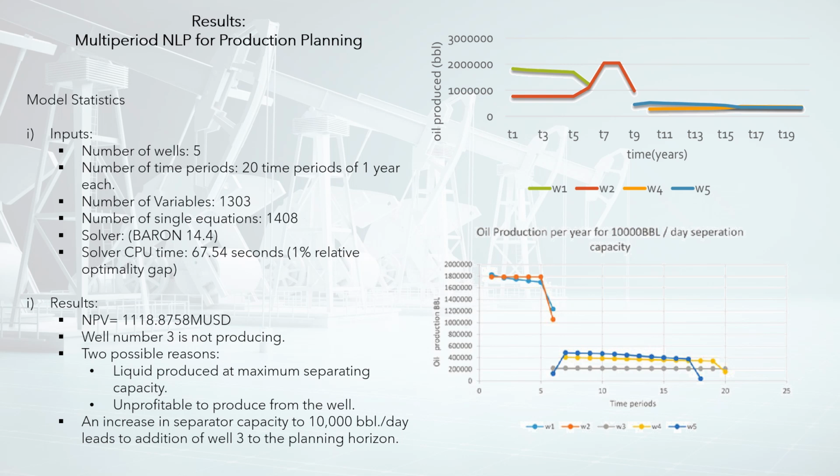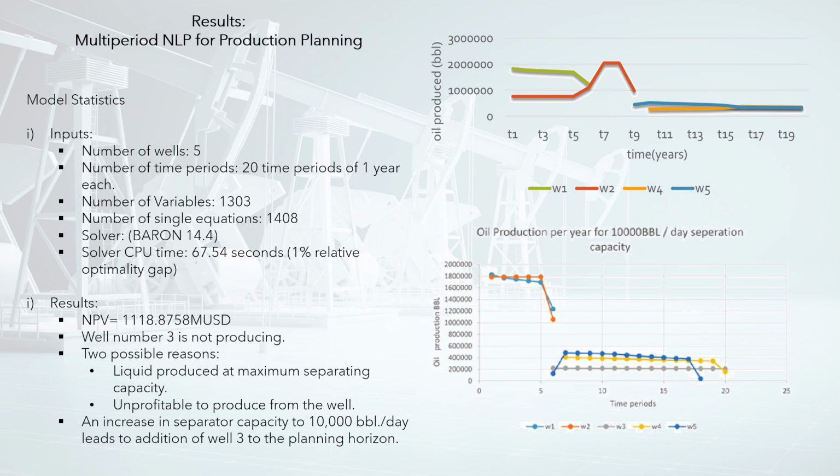Model statistics. Inputs: number of wells, 5. Number of time periods, 20 time periods of 1 year each. Number of variables, 1,303. Number of single equations, 1,408. Solver: BARON 14.4, solver CPU time 67.54 seconds, 1% relative optimality gap.